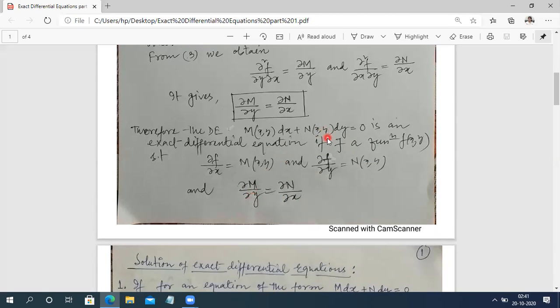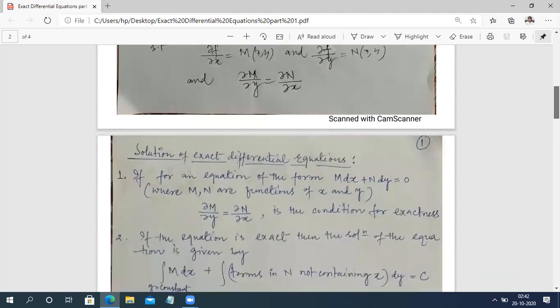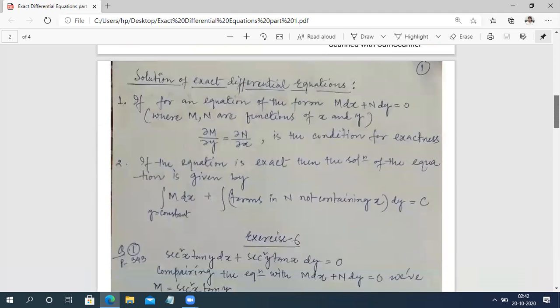That means any differential equation in exact form will be of this type, M dx + N dy = 0, and to show the exactness we have to check whether ∂M/∂y is equal to ∂N/∂x or not. If it is equal, then we can say that the given differential equation of this type is an exact differential equation. Now, what is the solution of this exact differential equation?